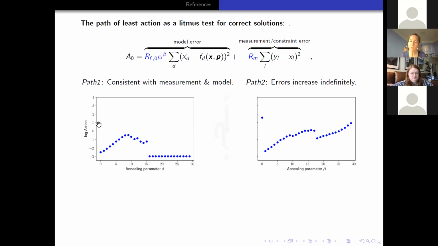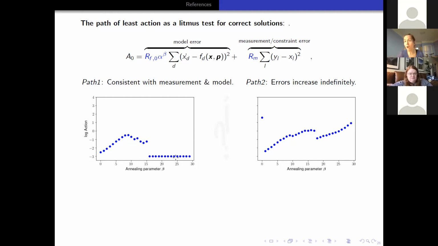Path 1 on the left, you see, on the y-axis, we have the log of the action, the cost function, in other words, and on the x-axis, we have our annealing parameter, beta. So we start off again at very, very high measurement error compared to model error, and then anneal in the model error. And the geometry of the surface is changing, but eventually this path drops to a low number, which you can calculate a priori is the path of least action, 10 to the minus 3 for our case, and it stays there. So this path has found a solution that is consistent with both the measurement and the model.